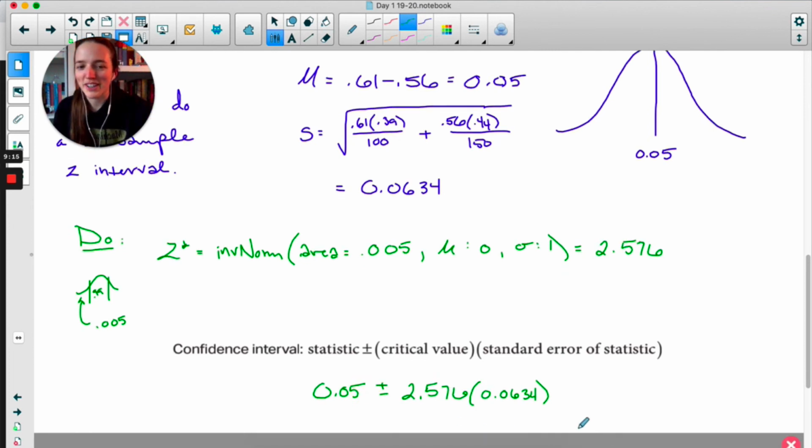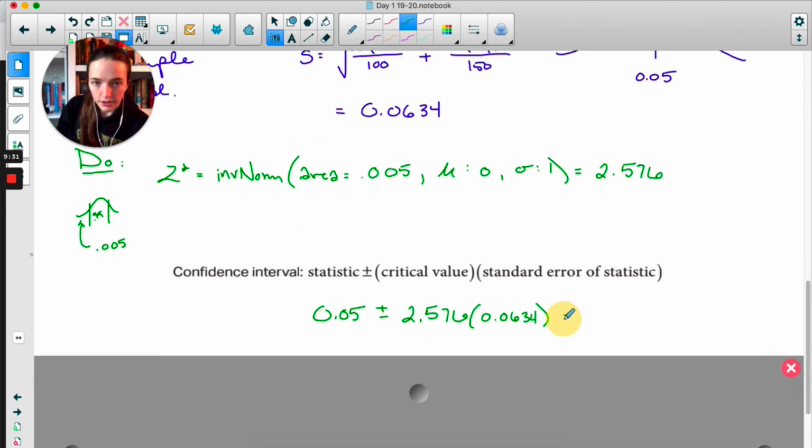Okay, now we do our calculations. All right, so our interval looks like it's negative, I'm going to go out 4 decimal places, 0.1133 up to 0.2133. I'm sure there's tons of mistakes. I look forward to reading the YouTube comments about them.